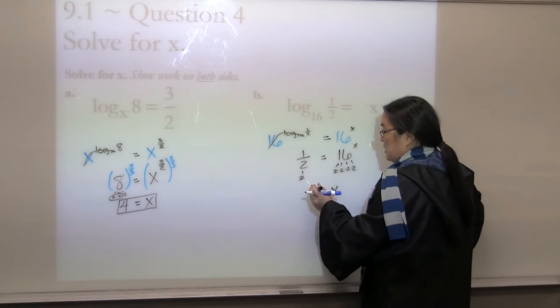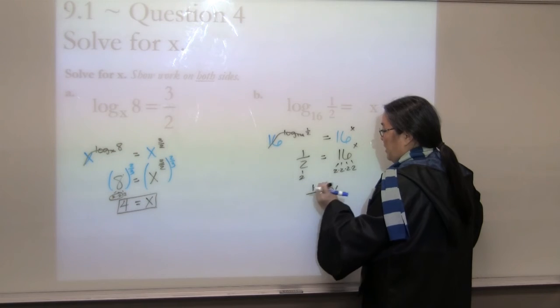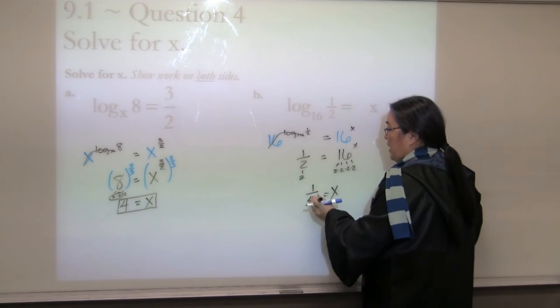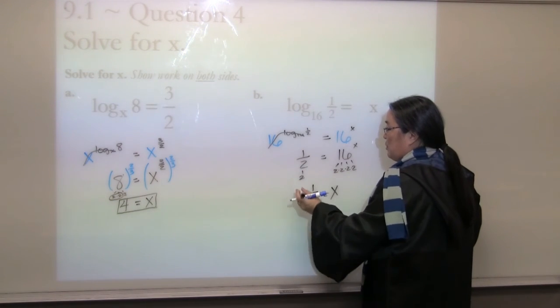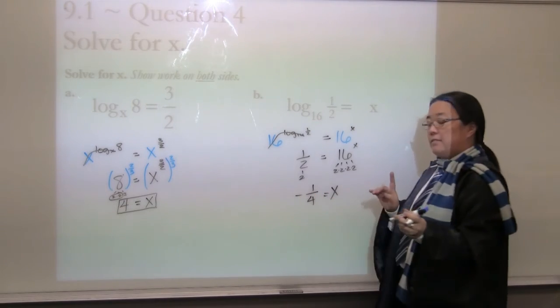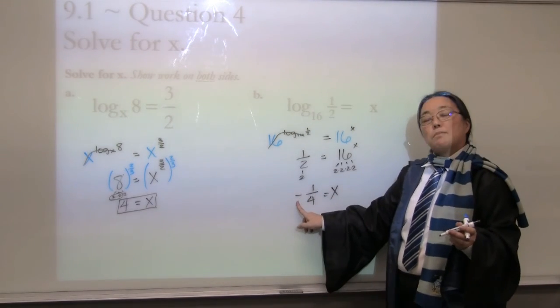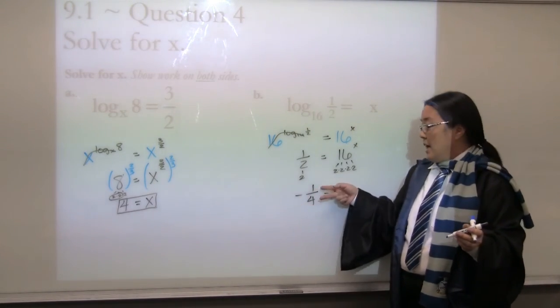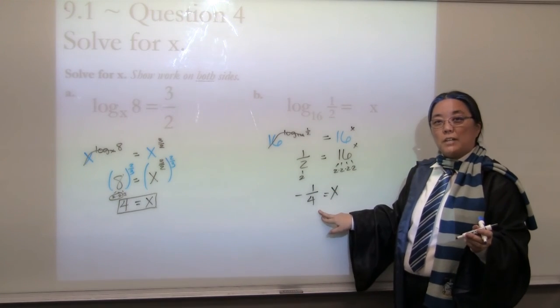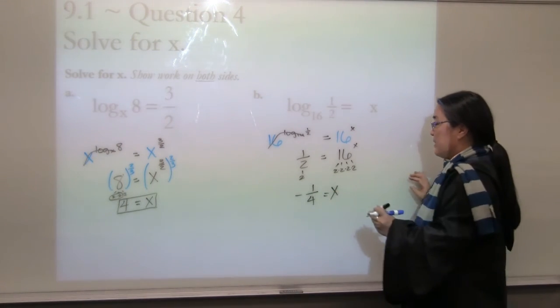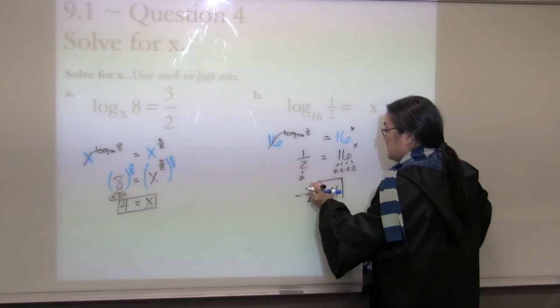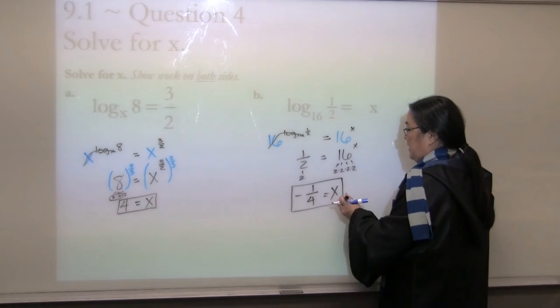So this is going to be a 1 on the top and a 4 on the bottom, and because this is a reciprocal, it's going to be negative. Now be very careful. Some people are going to see this negative, and they're going to flip the 1/4 and make it into a 4. That is not correct. This is your answer, and you're done.